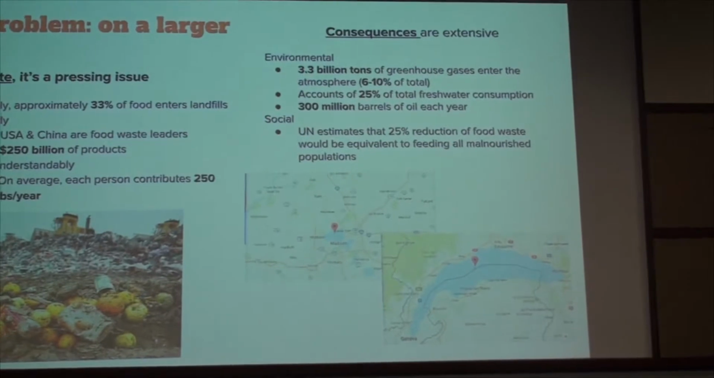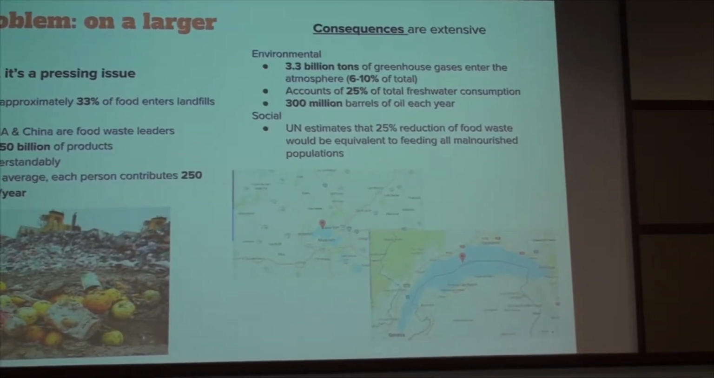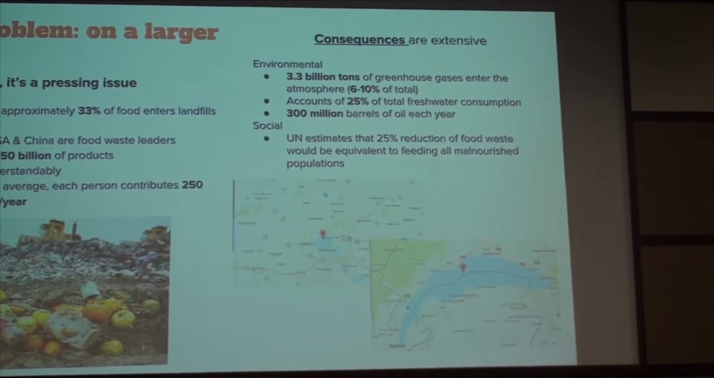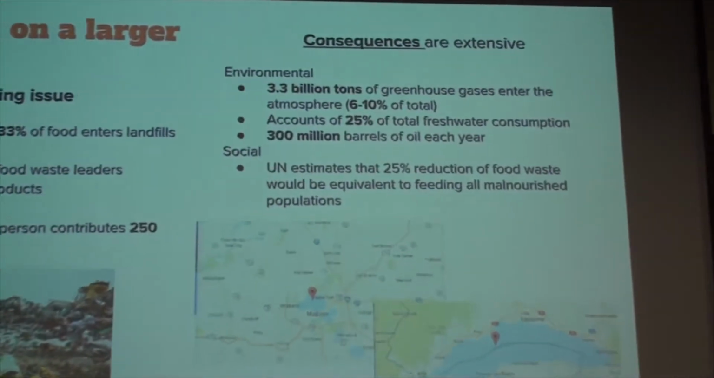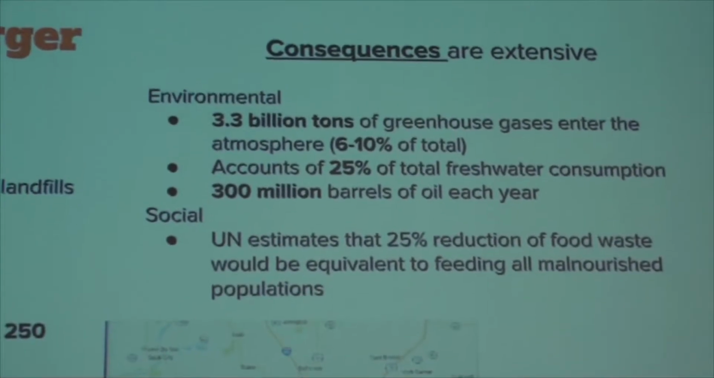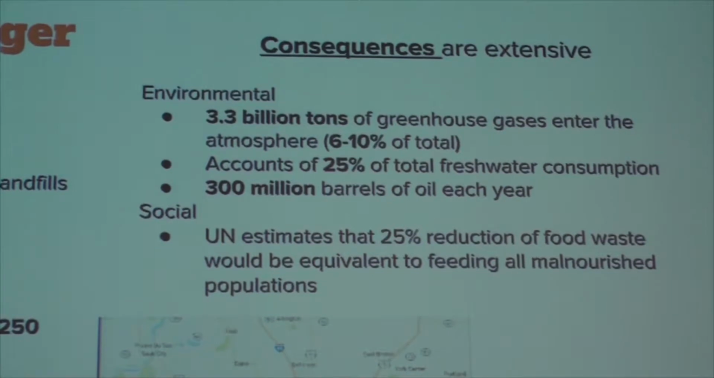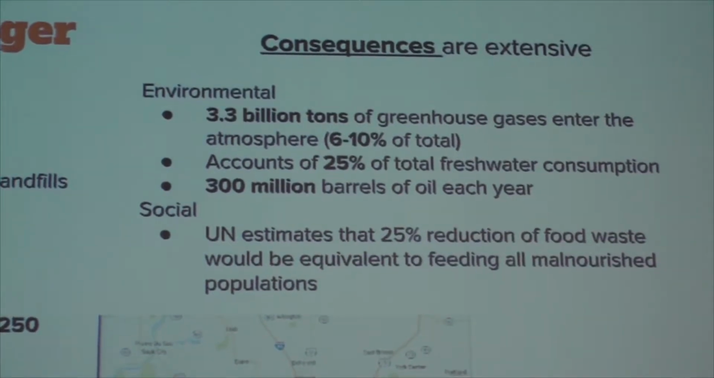Socially, we've got a lot of issues of food insecurity around the world. So if we were able to bring down production and also maybe divert some of that food to people with food insecurity, we could make a big difference socially. And I'm going to pass it on to Laura for our project scope.